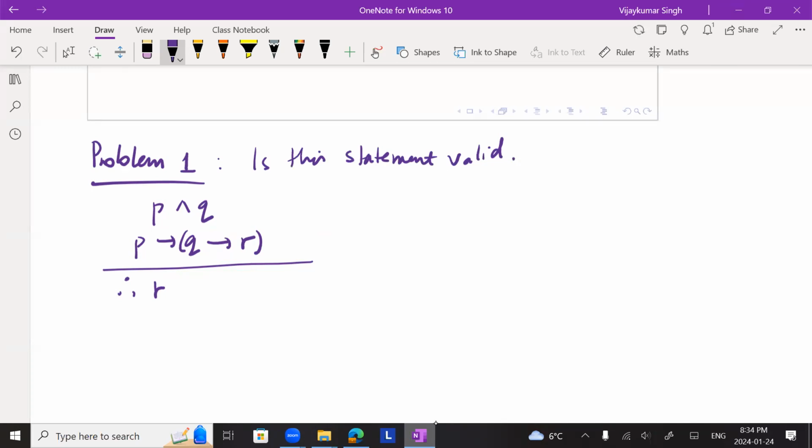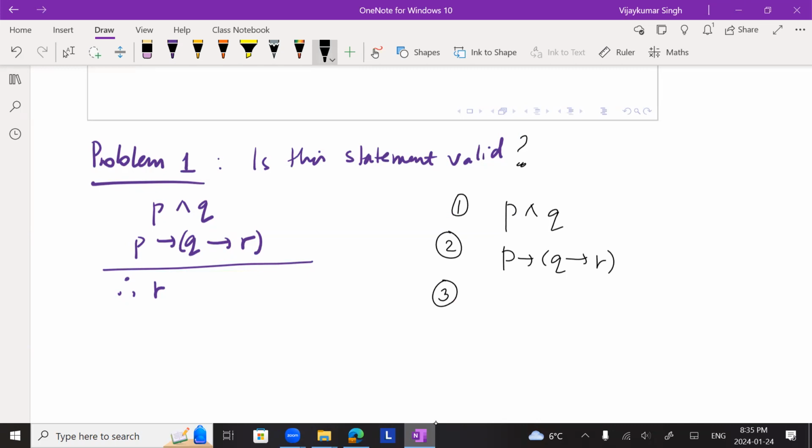All right. So let's see how we approach such a problem. Therefore R, this statement is valid or not. That's what we are checking. It may not be valid at all. Let's check. So how do we go about it? First of all, let's write it down. 1, P and Q. P implies Q implies R. Let's see whether R is true or not.